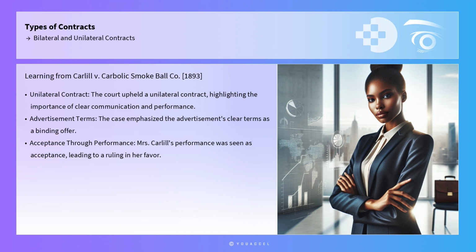Case studies provide valuable lessons in understanding these concepts. In the landmark case of Carlill v. Carbolic Smoke Ball Co., 1893, the court upheld a unilateral contract, highlighting the importance of clear communication and performance. The company advertised a reward for using their product and contracting influenza. When Mrs. Carlill met the conditions but was not paid, the court ruled in her favor, emphasizing the advertisement's clear terms and her performance as acceptance.